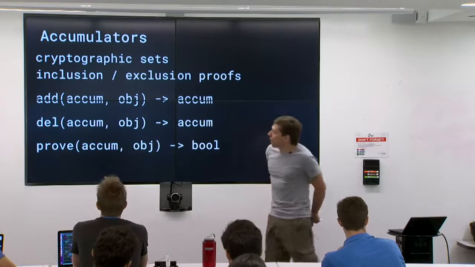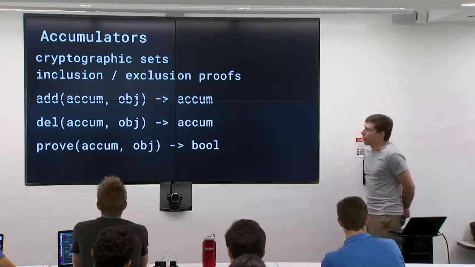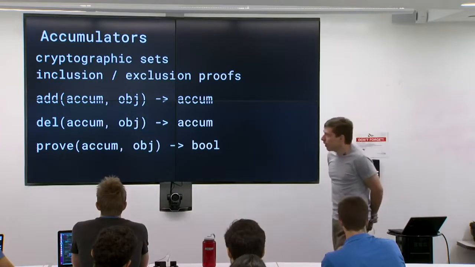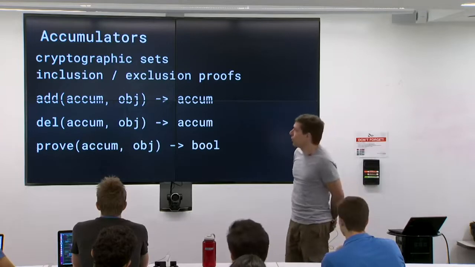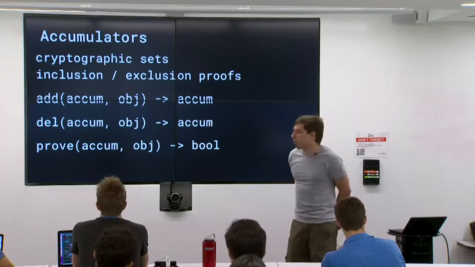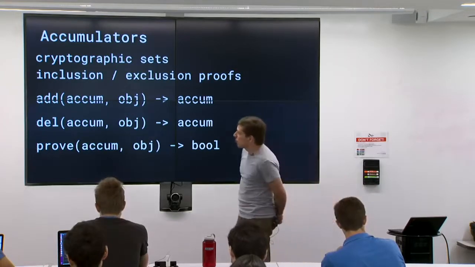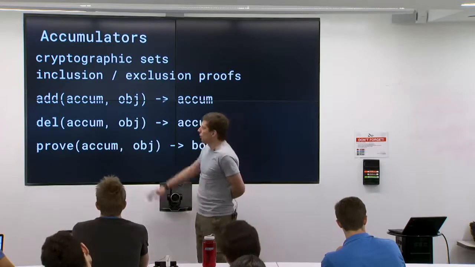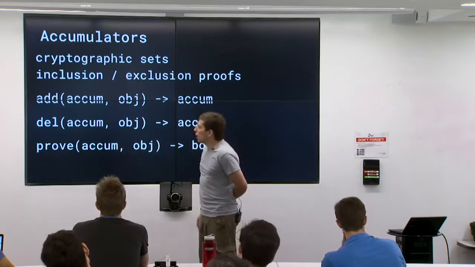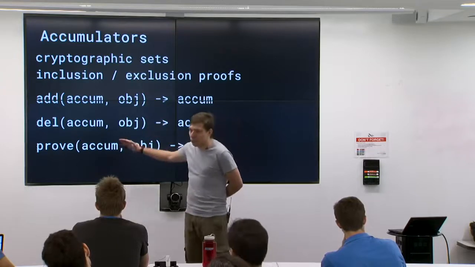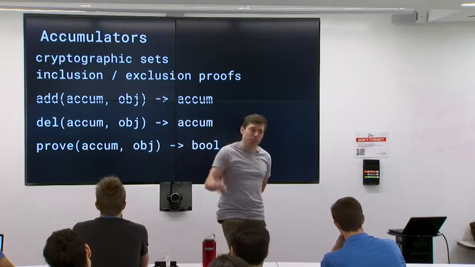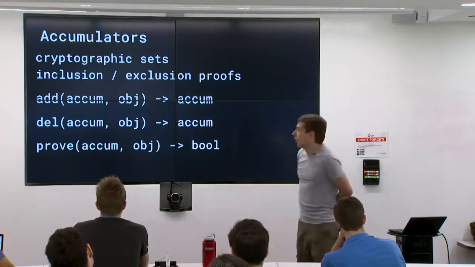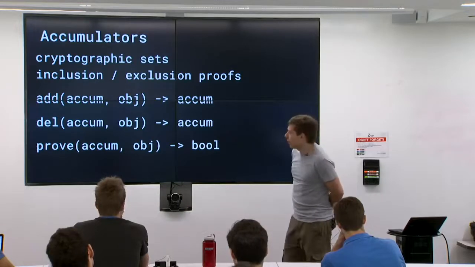So an accumulator is basically a cryptographic set. And there are some set operations that you can do and then provide proofs. The simplest would just be add and prove. But sometimes you can add, sometimes you can remove, sometimes you can prove something's in there, sometimes you can prove something's not in there. And if you can do all four, that's even better.